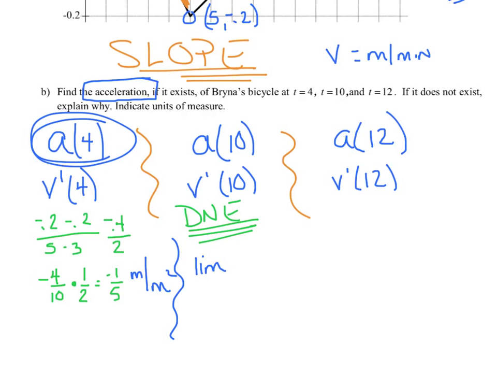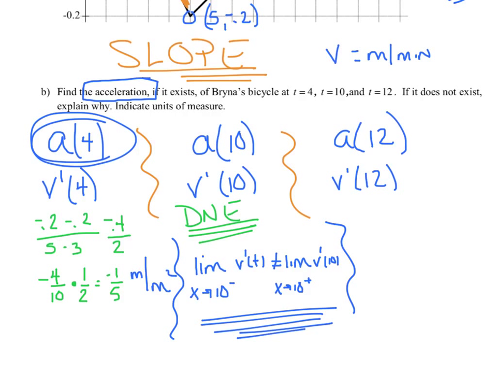The limit as x approaches 10 from the left of v prime of t does not equal the limit as x approaches 10 from the right of v prime of t. I want to be very clear. That's the only definition we're going to take.